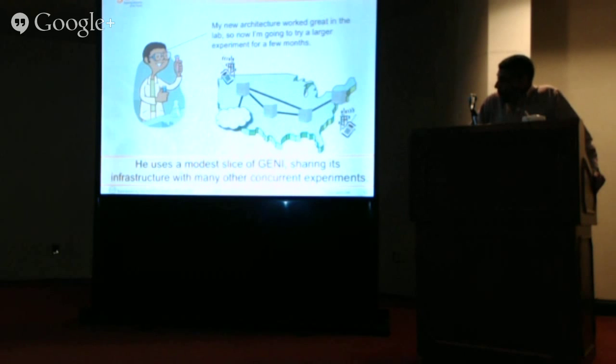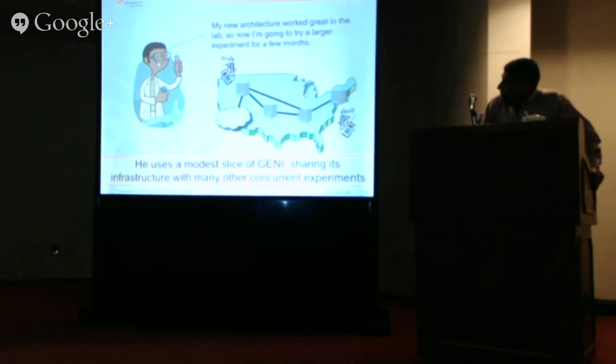He might get compute resources from four different locations, connect them in a layer 2 backbone topology. He might get cloud resources from someplace, connect them to the GENI slice. And in this case, he has a couple of WiMAX base stations, so he can get users to use his experimental service from their Android handsets.